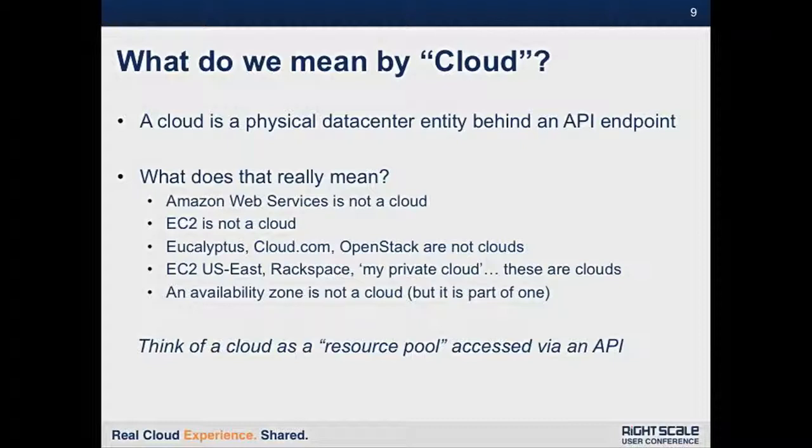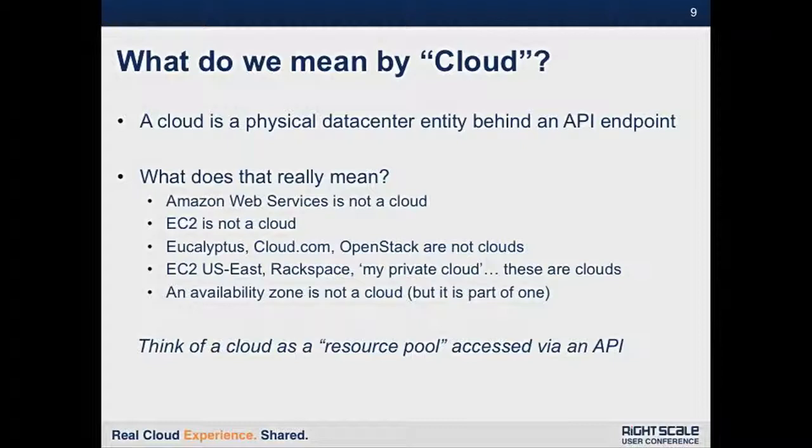Eucalyptus, folks just talked here, cloud.com, OpenStack, none of those are clouds either, right? Those are cloud technology providers. But when we get down to an example such as EC2 US East or US West or the EU or the two Asia Pacific regions, or you have My Private Cloud running on cloud.com or Eucalyptus or Rackspace, those are clouds, right? Those are physical data centers somewhere that you can access via an API, all right?